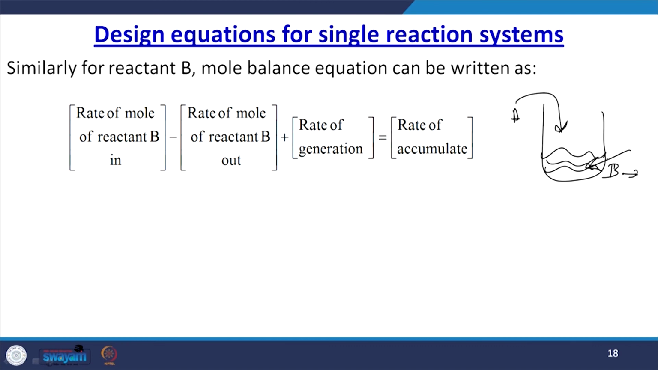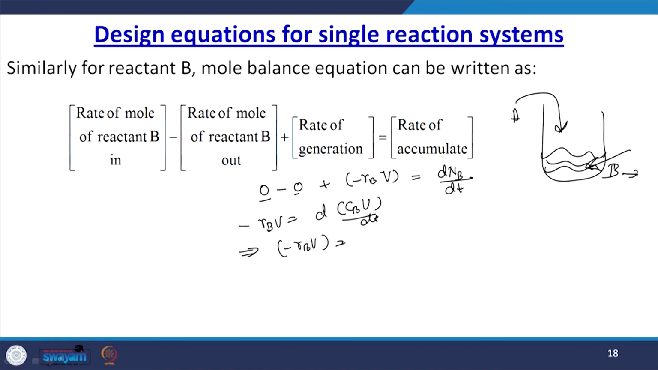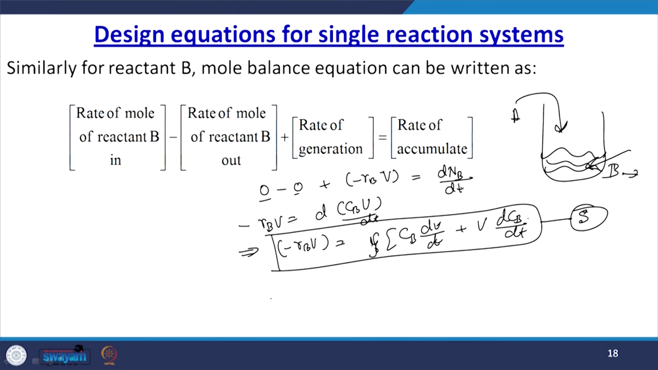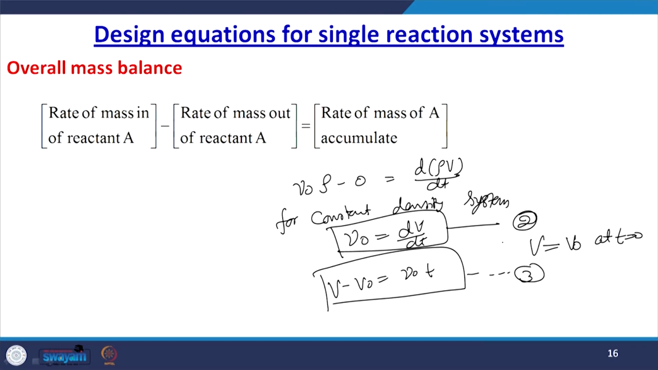So, if we try to find out the mole balance equation around B, then it can be put like this, because initially there was no B, then minus RB V, because it is being consumed over the period of time, is equal to total number of moles divided by time. Now, this can be put forward like this, plus V. Let us mark this equation as equation number 5.